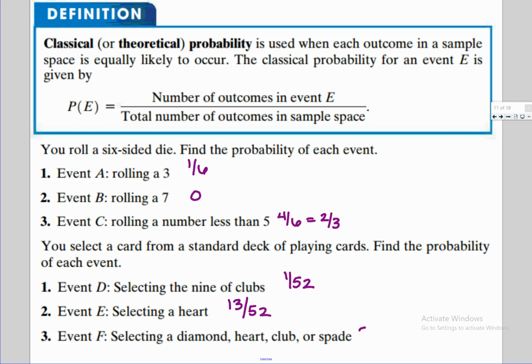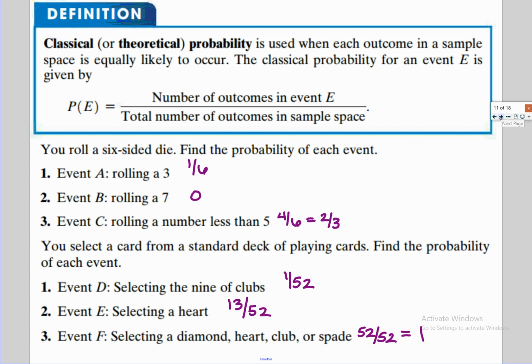Yeah, 52 out of 52. Everything in the deck is either a heart or a club or a spade or a diamond, so my probability is 1. So what's the smallest probability you can have? Something being impossible? 0. And what's the biggest probability you can have? A certain event? 1. 100% if we put in a percentage, yeah.